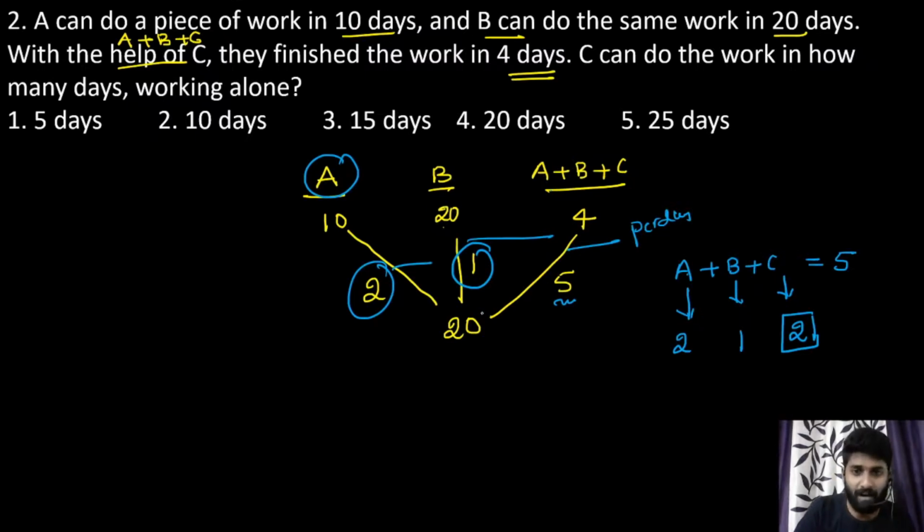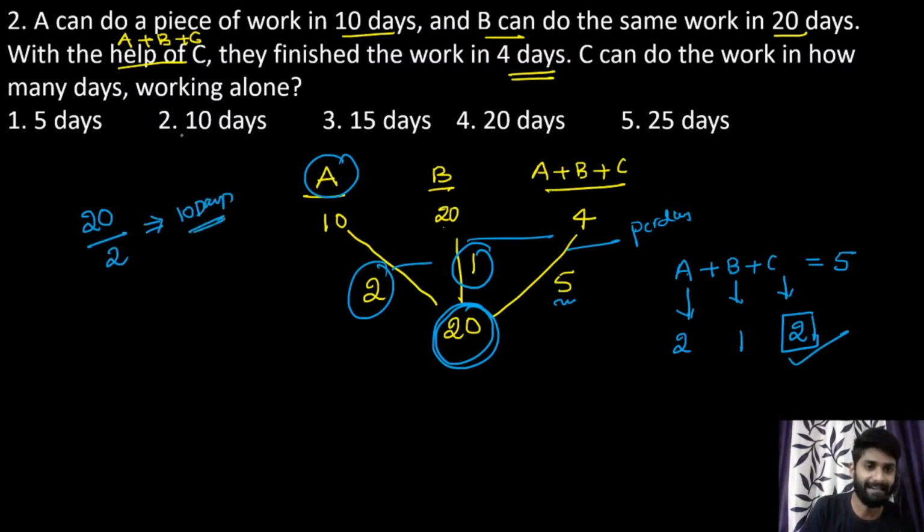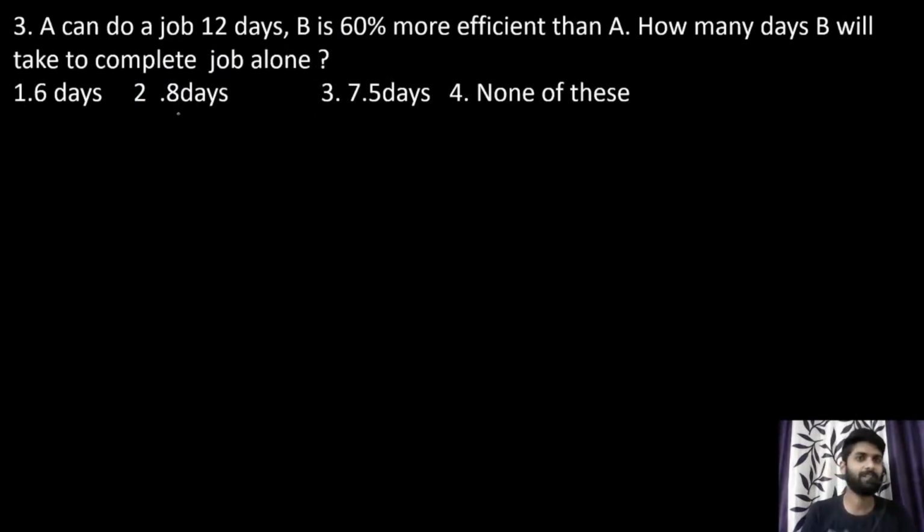My question: in how many days can C complete this work? Total work is how many units? 20 units. C does 2 units per day. Then the answer is 20 by 2. So C can complete that work in 10 days. Let's go through the third one. See the approach, how we are doing it, and what different concept we are applying. Just learn those two things, guys.